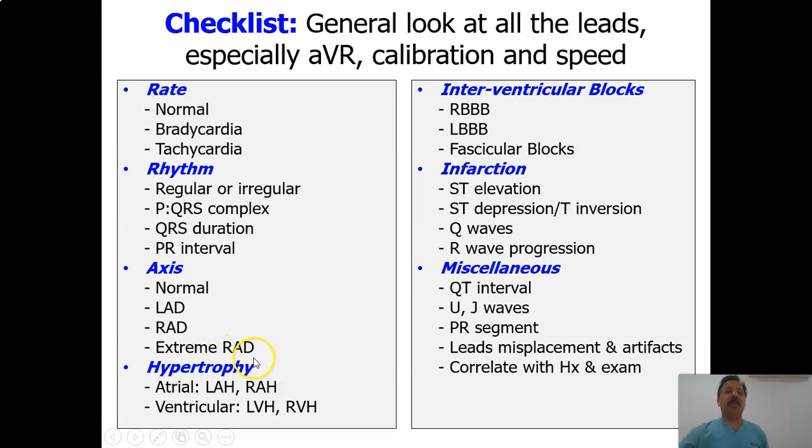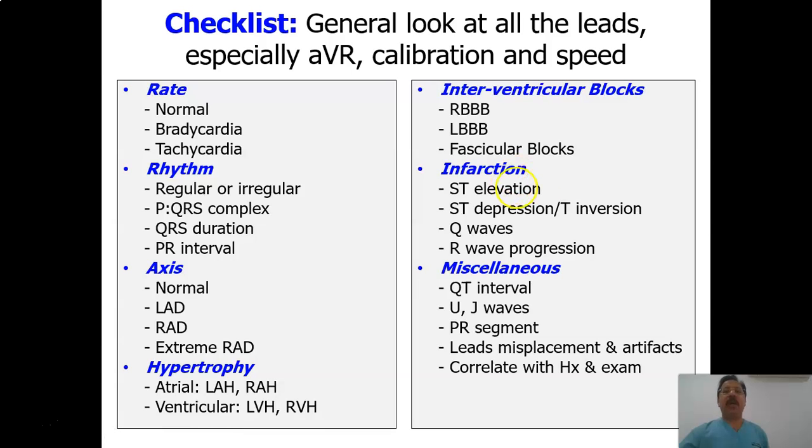The fourth step is about hypertrophy. Look at the atrial hypertrophy first, both the left and right atria, and then look at the ventricles, both left ventricular hypertrophy and right ventricular hypertrophy. In the fifth step, you are going to see the intraventricular blocks, both the right and left bundle branch blocks, and the fascicular blocks or hemiblocks. And step 6 is about the infarction.